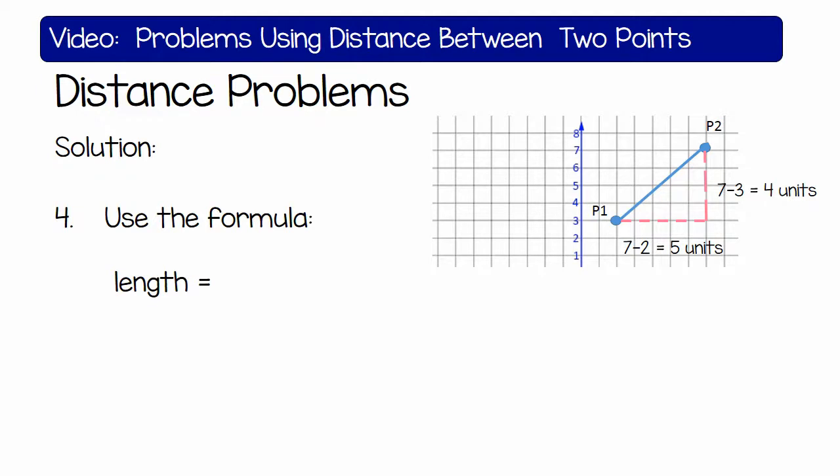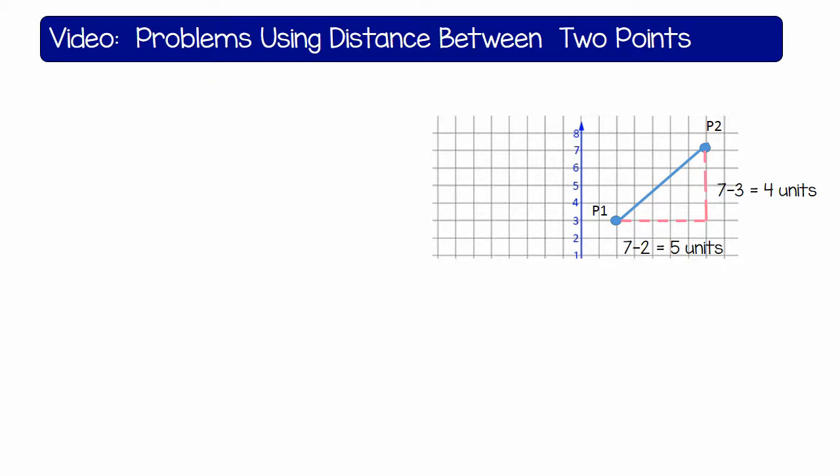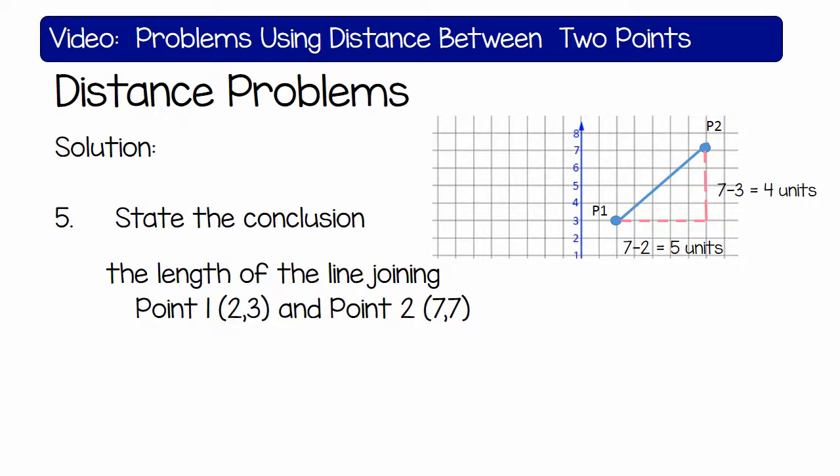Now, finding the square root of the length would give us the square root of 41. State the conclusion. The length of the line joining point 1 with coordinates 2, 3 and point 2 with coordinates 7, 7 is the square root of 41.